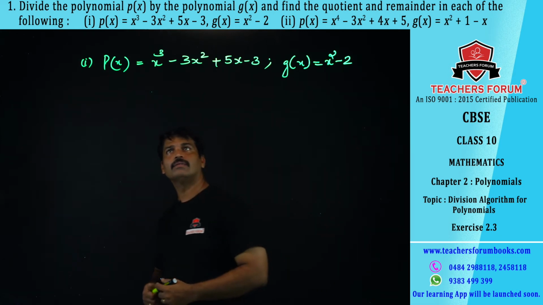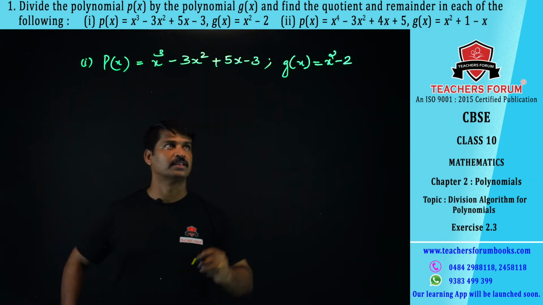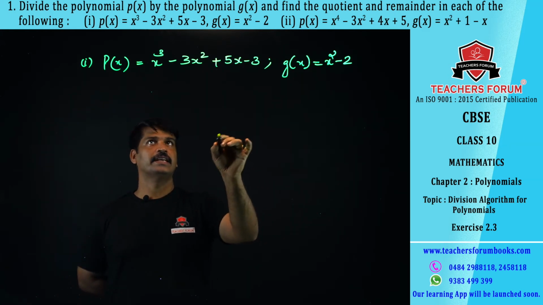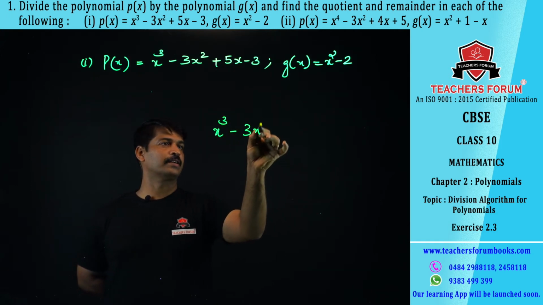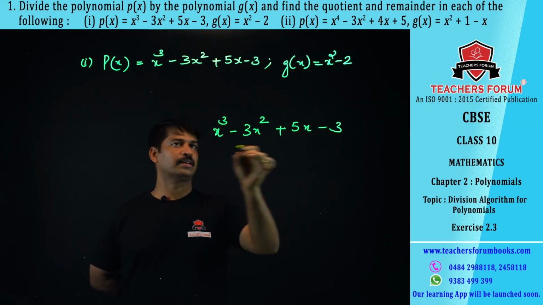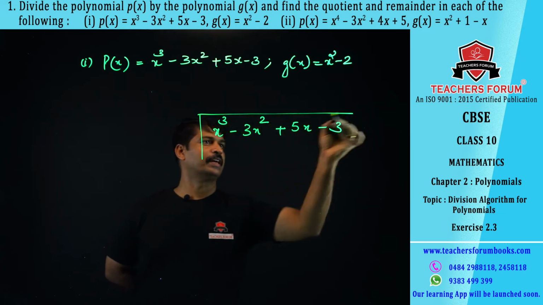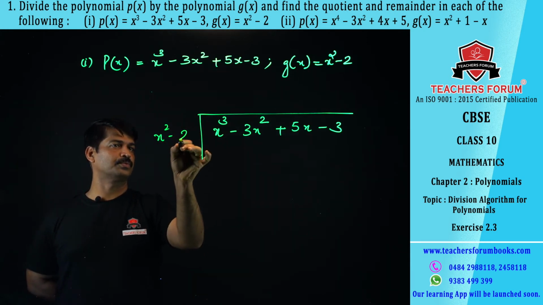Now let us start dividing p of x by g of x. Let us write p of x first: x cube minus 3x square plus 5x minus 3, that is p of x, that has to be divided by g of x, that is x square minus 2.